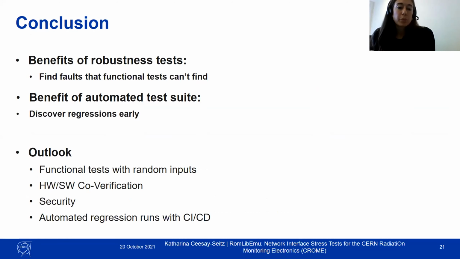And in future, we might extend this tool also with more functional tests, for example, with random inputs and a reference model for comparison. We might use it for hardware-software co-verification, where we have someone working on the topic at the moment. We might add security tests. And if we use continuous integration and development, we also would run this regression test automatically.